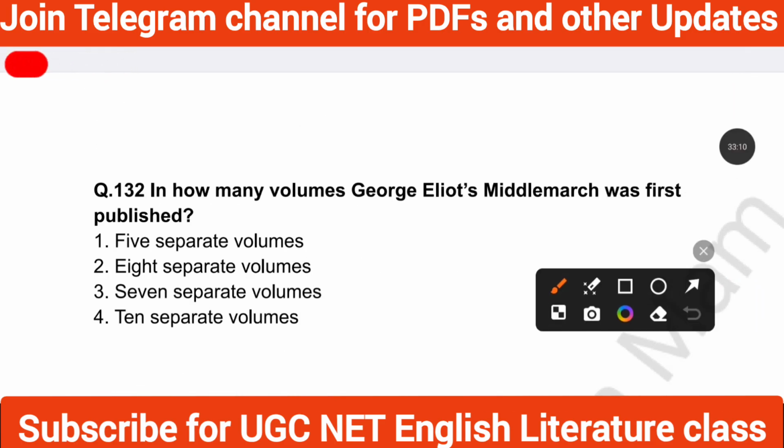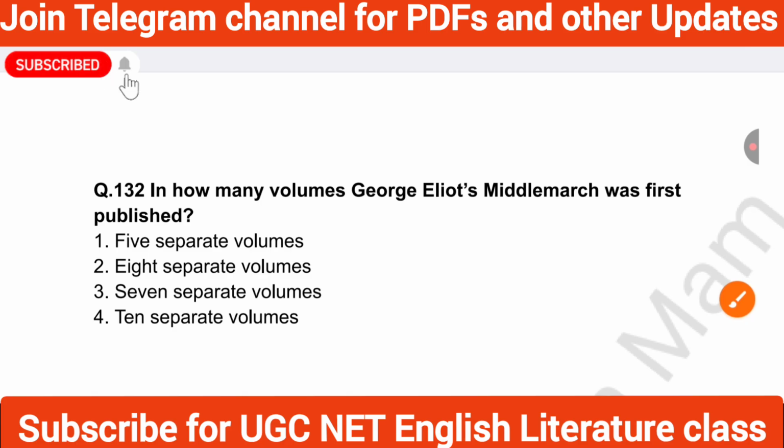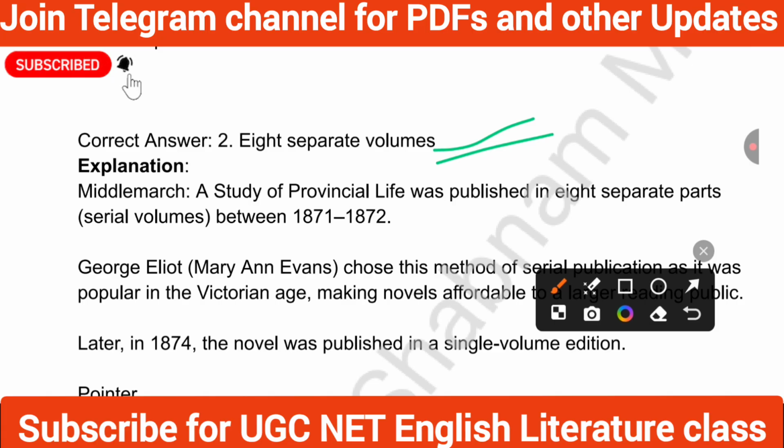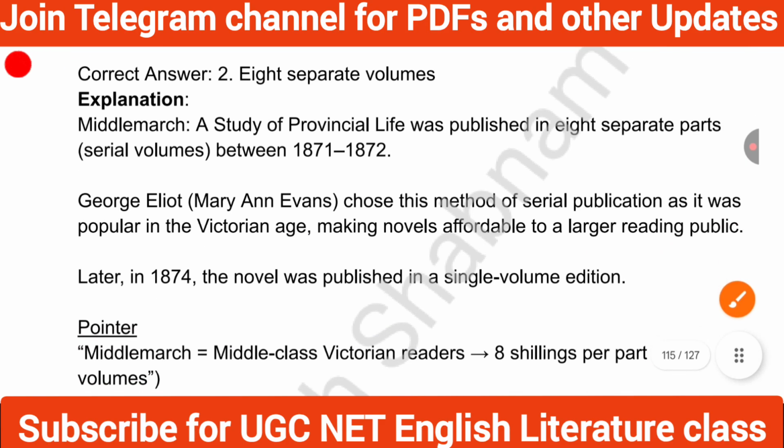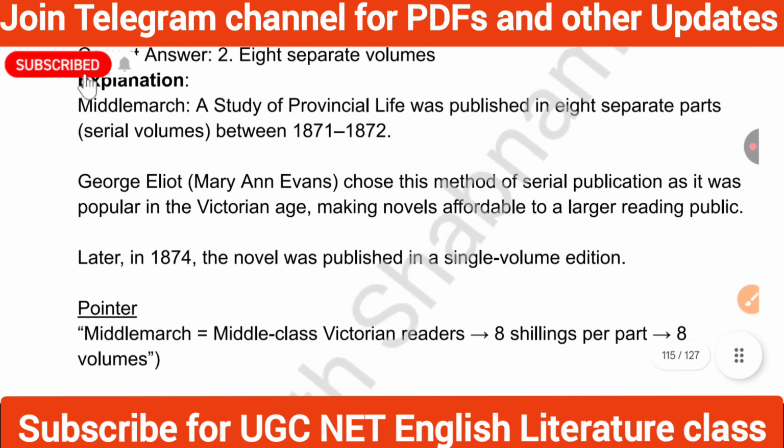Then question number 132: in how many volumes was George Eliot's Middlemarch first published? 5 separate volumes, 8 separate volumes, 7, or 10. The correct answer is that George Eliot's Middlemarch was published in 8 volumes. Middlemarch, with the subtitle A Study of Provincial Life, was published in 8 separate parts, serial volumes between 1871 and 1872. George Eliot is the pen name of Mary Ann Evans, who chose this method of serial publication as it was popular in the Victorian age, making novels affordable to a larger reading public. This was her idea.